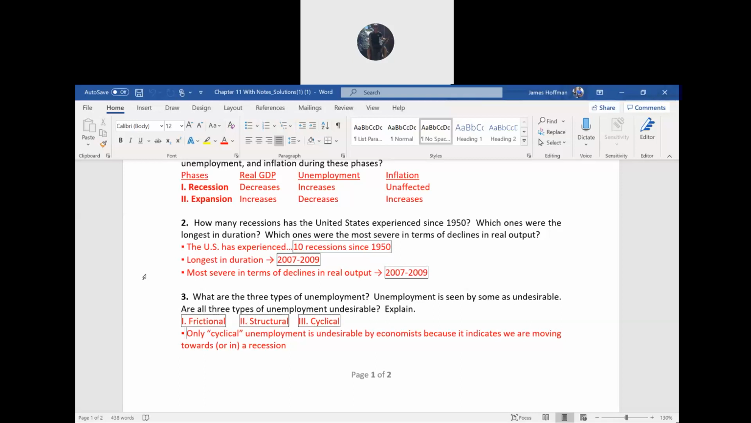The one that's really undesirable and not considered part of the economy is cyclical, which we're seeing a lot of now. So that's undesirable because it indicates we are moving towards or in a recession, and we're definitely seeing a good number of cyclical unemployment in the current state of the economy, especially in February, March.